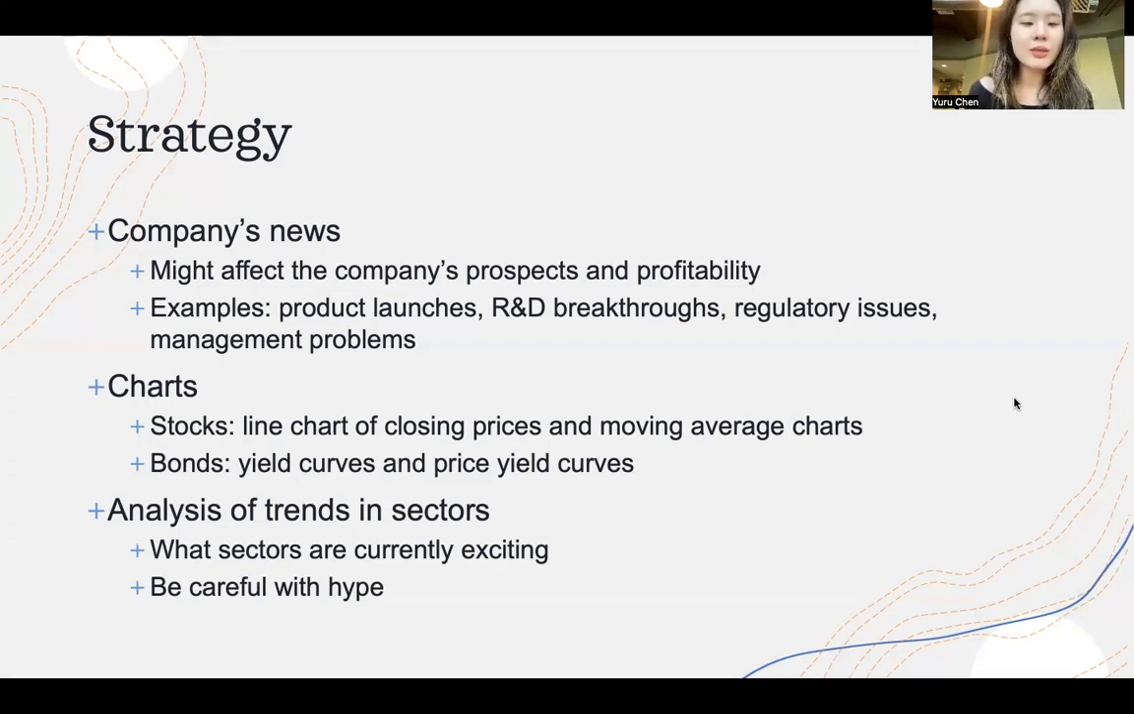And for the charts, I will mainly look at line charts of the closing prices and the moving average charts for the stocks. Also for bonds, I will mainly look at the yield curves and the price yield curves. And I would also dive into the analysis of trends in different sectors. I would consider what kind of sectors people are currently excited about, but be careful with the hype. For example, I would say the artificial intelligence sector could be a hype recently.